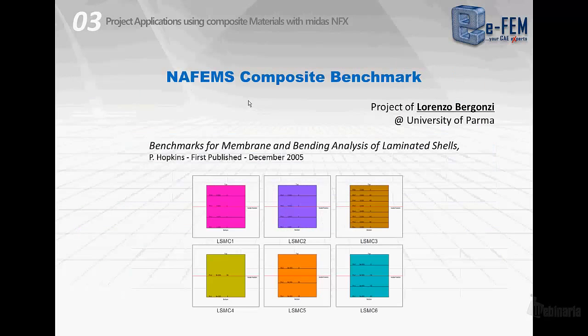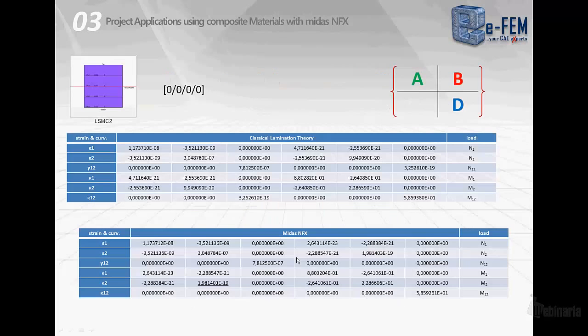Different kinds of stacking sequence are proposed. Here I will show only some of these results, but the same correlation can be found for each kind of layup. In this case, we just correlate the ABD matrix terms from the classical lamination theory proposed by the book and the Midas NFX results. And we can see that we have a really good correlation between the results, and this validates how Midas NFX calculates the ABD matrix for a laminate layup.